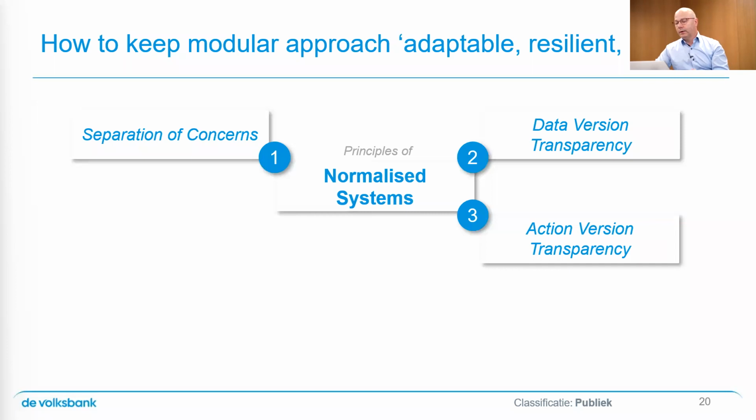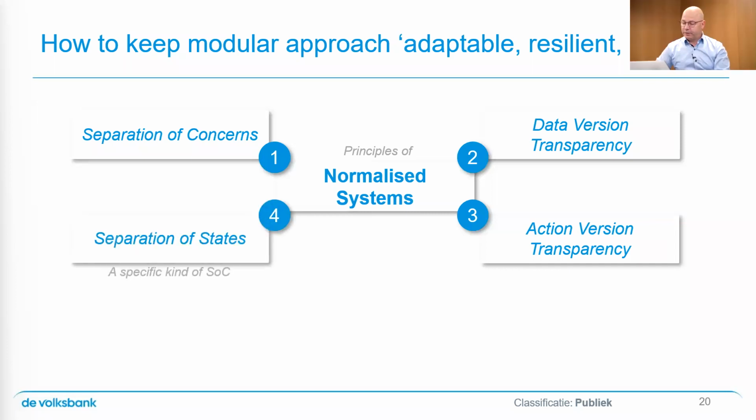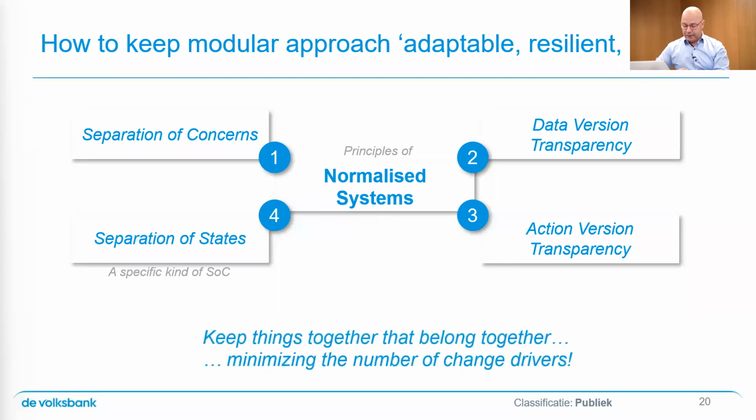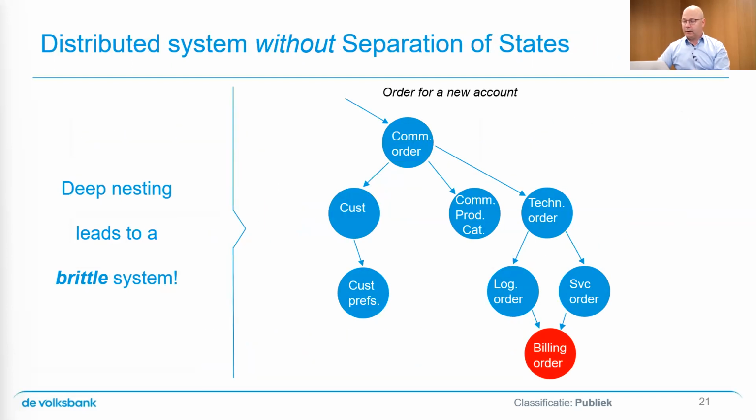And then the last one, separation of states, that's the biggie, that's the complex one, or the most complex one. It's a very specific kind of separation of concerns. And in order to explain that, I think we should use an example. So I've prepared a little example here, and this is the deep waters that we saw in the initial illustration.